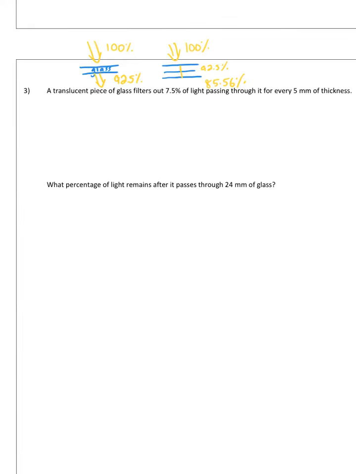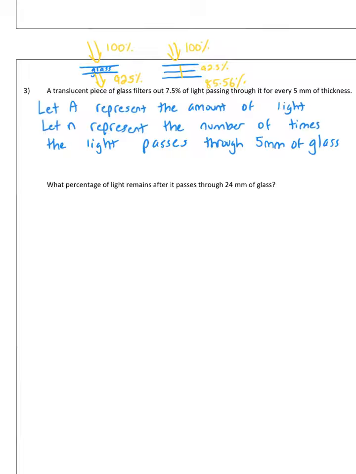So let's set up the variables. We have the amount of light and we have the thickness of the glass. So A represents the amount of light. That is our dependent variable. And then I said let n represent the number of times that the light passes through the 5 millimeters of glass. So it's not simply let n represent the thickness of the glass, and that is because we are told the percentage based on a 5 millimeter thickness, not a 1 millimeter thickness. So it's not per unit. So we basically need to find out how many times the glass is being filtered out at 7.5%. And that happens every time we pass through 5 millimeters.